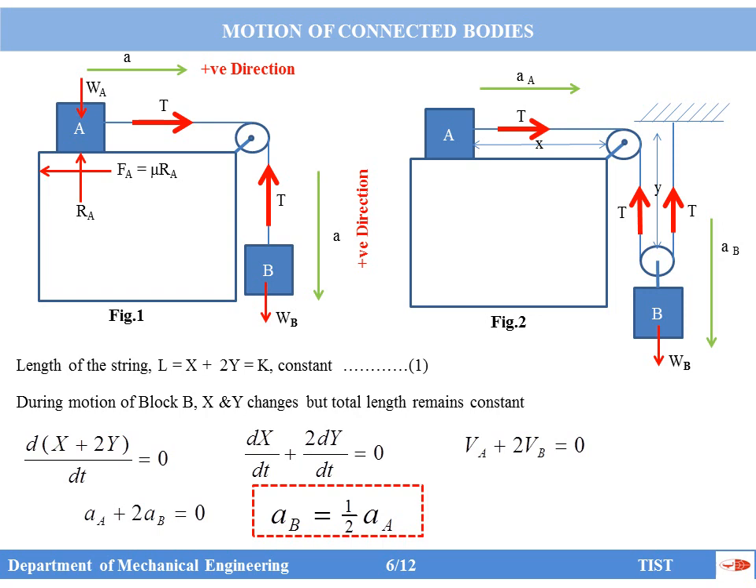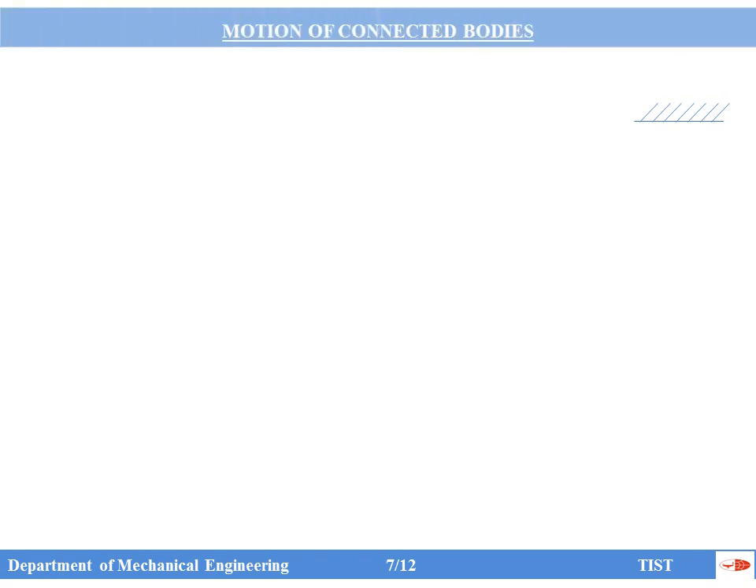Now look at the free body diagram of A in figure 2. T is in the right-hand direction. Its free body diagram is the same as in figure 1. WA is in the downward direction, RA is in the upward direction, and the frictional force is in the opposite direction. Now we will try to have more examples of connected bodies.